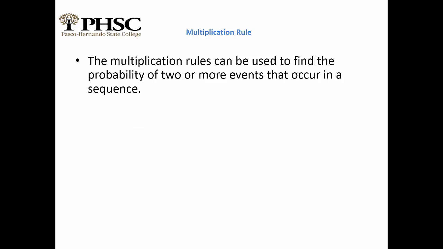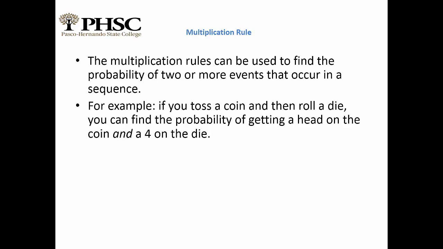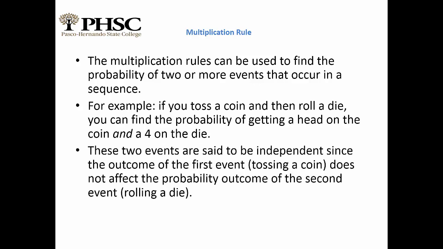The first thing is that the multiplication rules can be used to find the probability of two or more events that occur in a sequence. For example, if I toss a coin and roll a die, I can find the probability of getting a head on the coin and then a 4 on the die. These two events are said to be independent since the outcome of the first event, tossing a coin, does not affect the probability outcome of the second event, which is rolling a die.